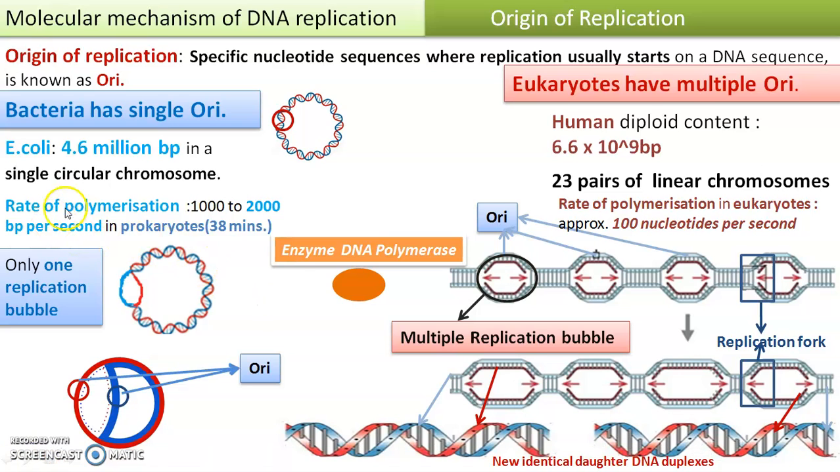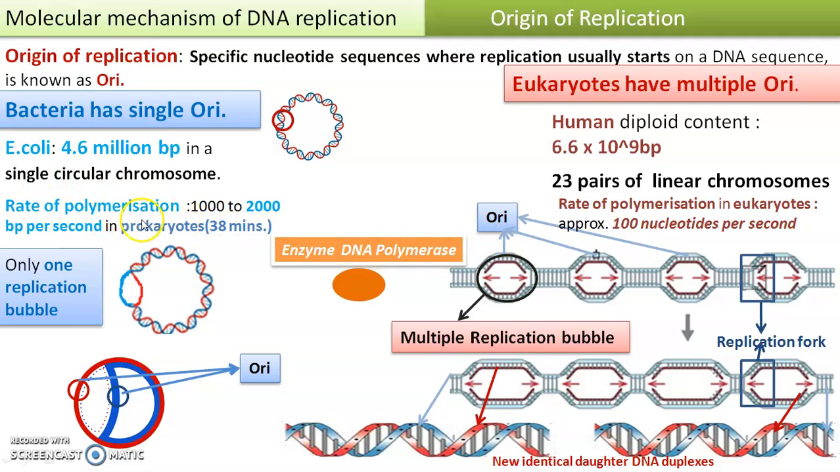Let's talk about the rate of polymerization. In prokaryotes, 1000 to 2000 base pairs per second have to be added. That means nucleotides one by one to be added. The enzyme DNA polymerase goes on adding nucleotides. That means this is the enzyme which carries out replication process. We will talk about the enzymes involved later.